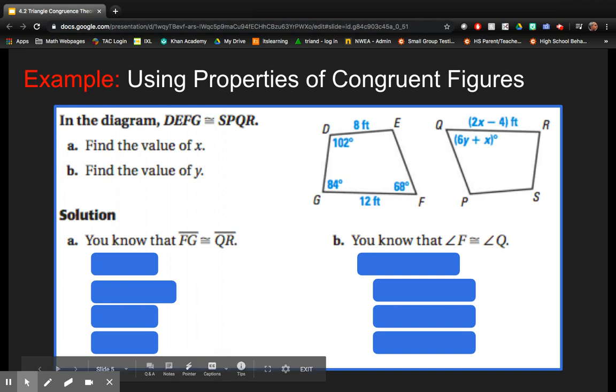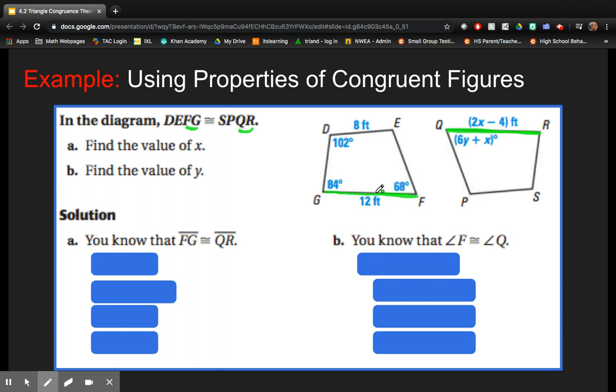Okay, so if we know two figures are congruent, that means we know all the sides are the same length and we know all the angles are the same measure. So if we want to find the value of x, we're going to go to the figure and determine where's x. X is right here, 2x minus 4, representing the side QR. So if we go to our statement, we're going to notice that QR corresponds with FG.